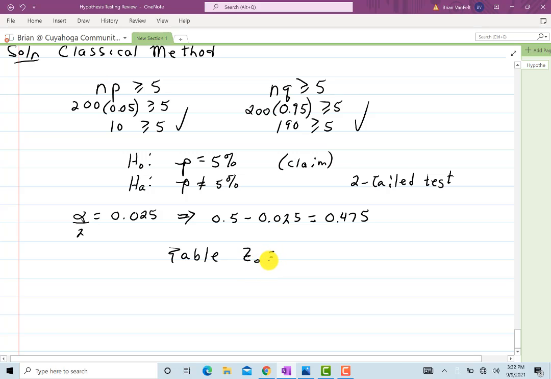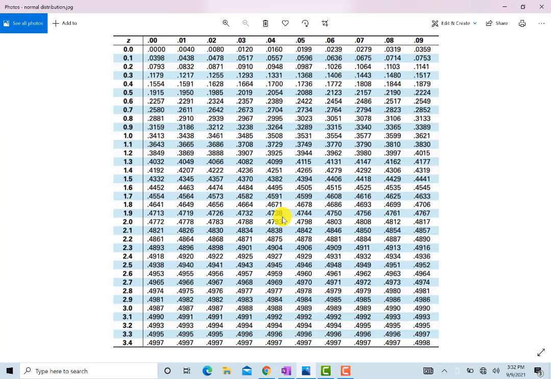So let me pull over to the table, and now I'm looking in here, 0.475, there it is right there. That is 1.96. I'm in the 1.9 row, and I'm in the 0.06 column. So 1.96 is my z naught.